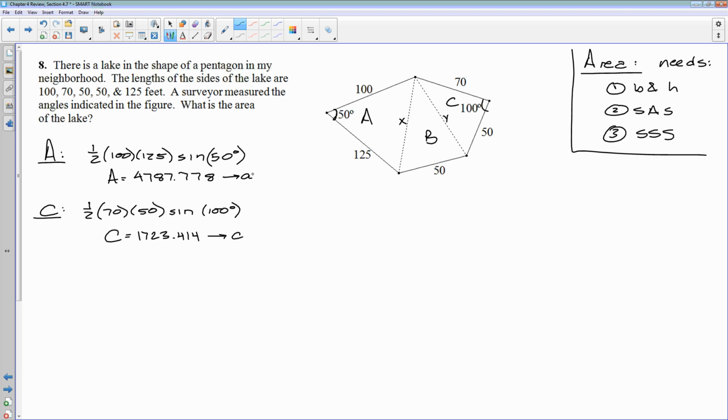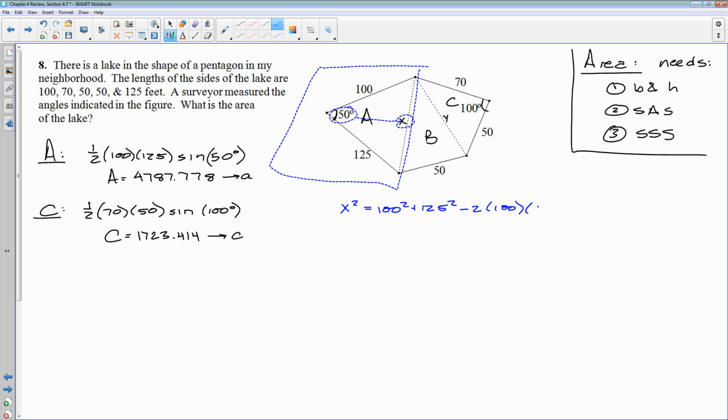And the way we're going to solve for x, I'm going to look only at this triangle right here, and I can use the law of cosines to solve for x because I've got this angle and its opposite side, which I don't know, but I do have the other 2 sides, so this is a law of cosines problem. Since x is by itself on the opposite side of the triangle, I'm going to solve for x. That'd be x squared is equal to 100 squared plus 125 squared minus 2 times 100 times 125 times the cosine of the given angle.